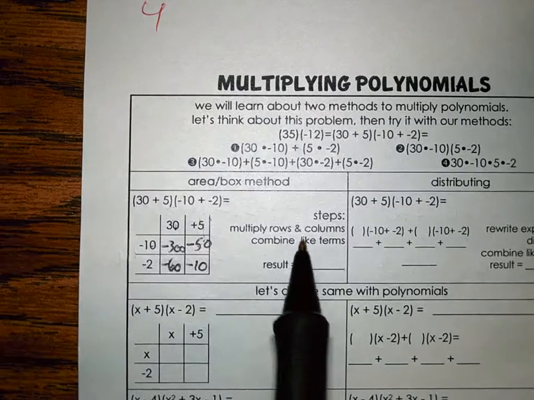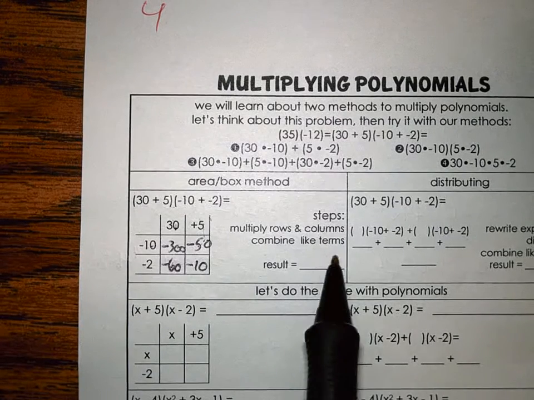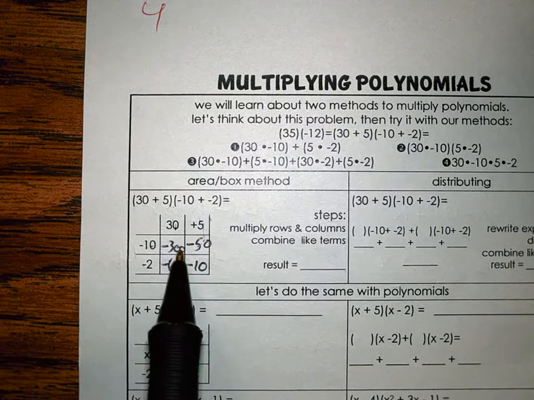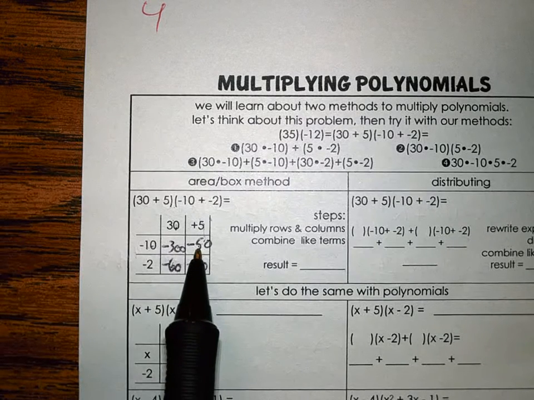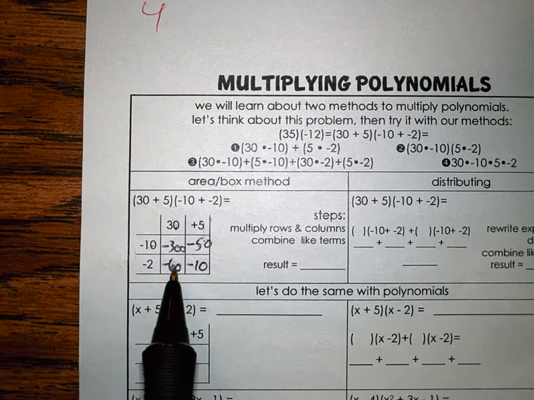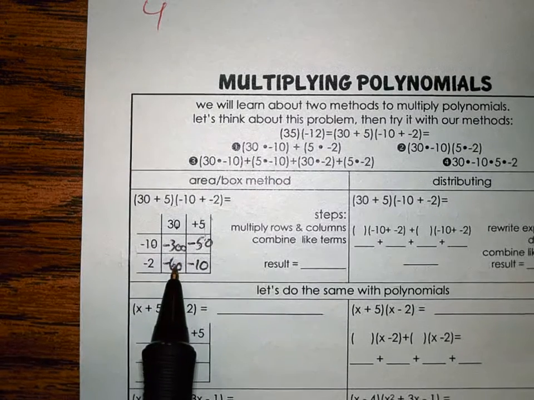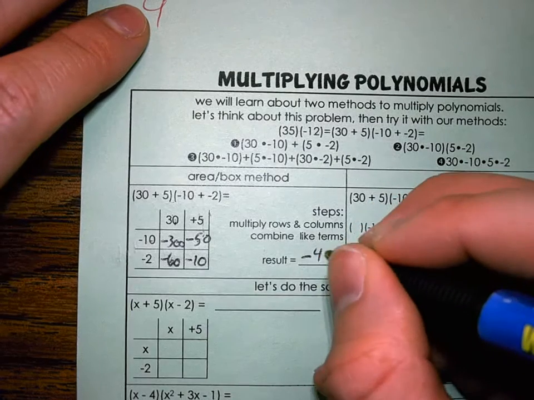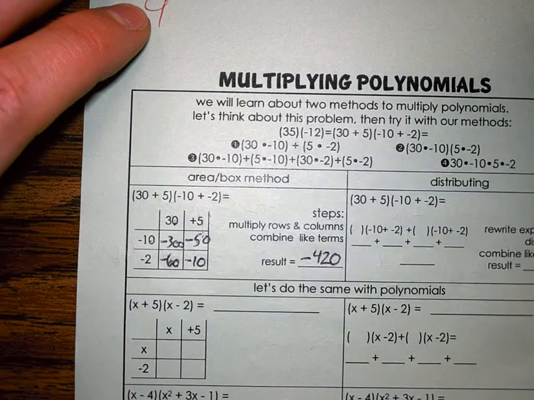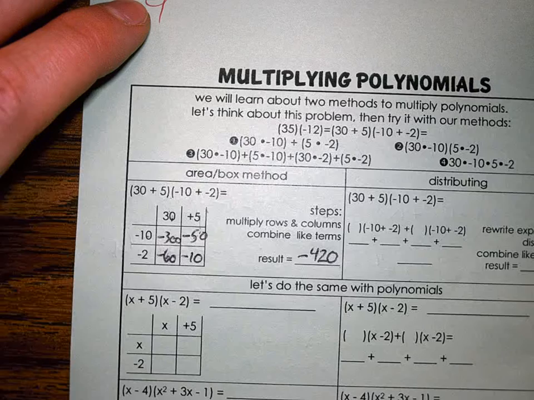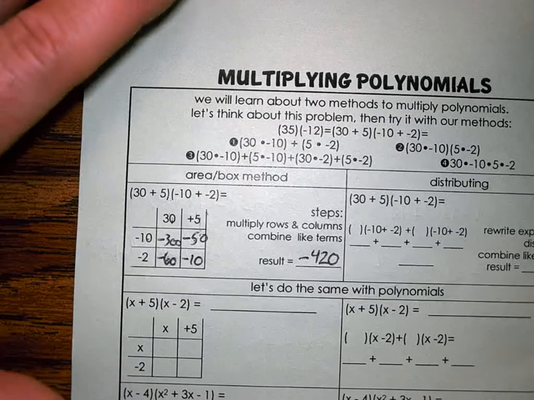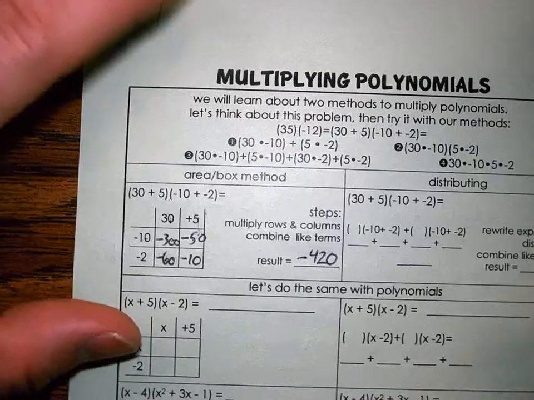Okay, so it says multiply the rows and the columns, combine like terms to get your result. So I'm going to combine all of these. Negative 300 plus negative 50 is negative 350. Negative 350 plus negative 60 is negative 410. Negative 410 plus 10, negative 420. So that's the box method, area method.